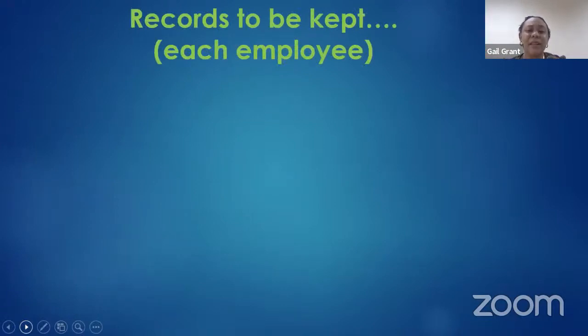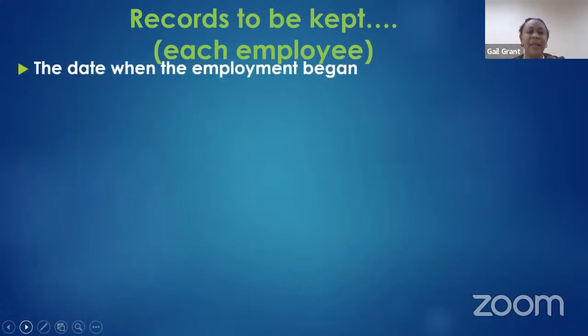Now, in order for us, the labor officers, safety and health officers, the Chief Labor Officer, to do our job, the law requires that records are to be kept for each employee. So what is to be included in these records? The date when the employment began, not the date when they went on staff or after the probationary period, but the date when they walk into your business and they start to work. That date needs to be documented as the date when the employment began.